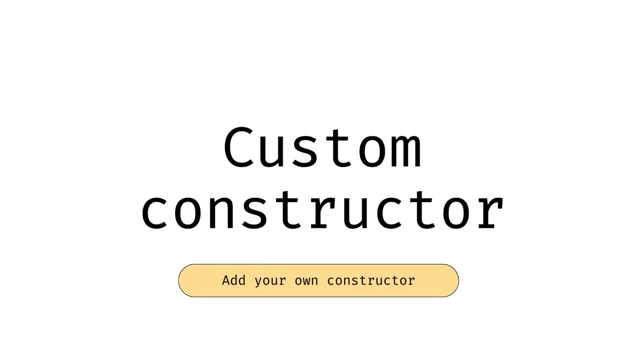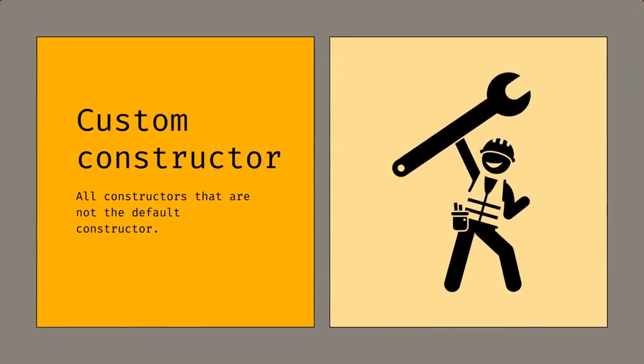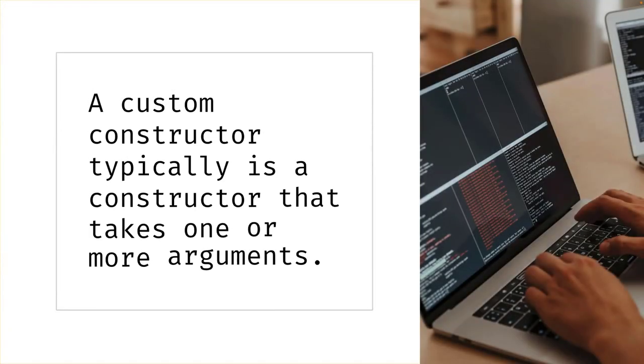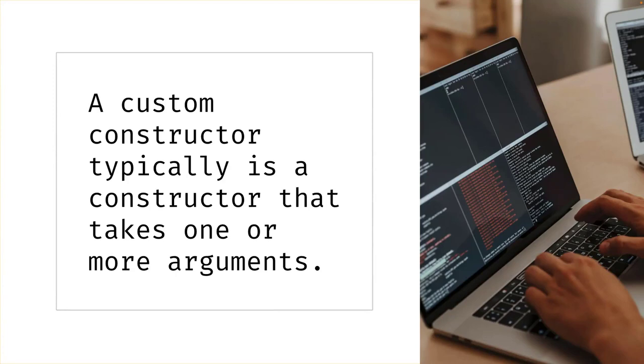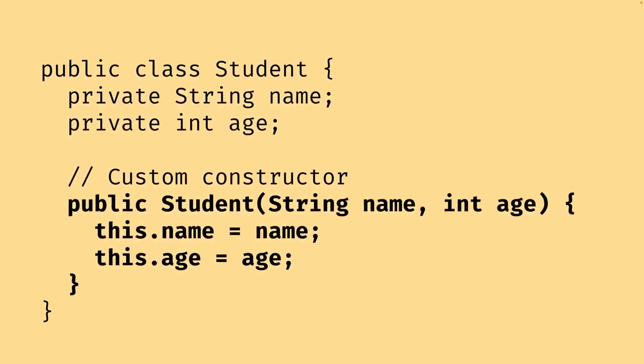When we create our own constructor in a class, this can be considered a custom constructor. I just mean constructors other than the default constructor here. A custom constructor typically is a constructor that takes one or more arguments. Here's an example of a class with a custom constructor.